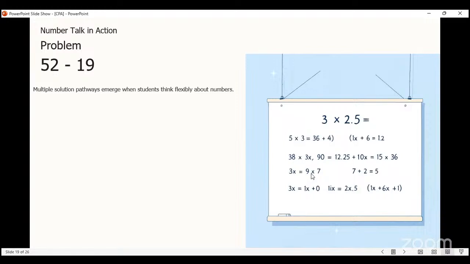All right, is anybody contributing? Okay. I have 50 minus 10, 40. 40 minus 9, that's 31. Beautiful. I love this pathway too. Well done, Xiaomi. Thank you. All right, let's move on.